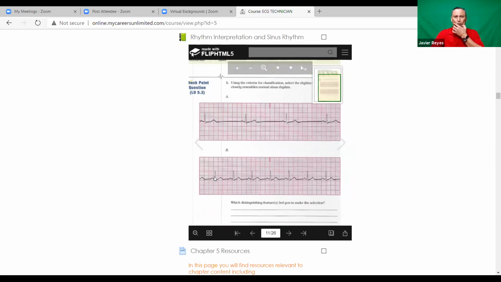All right, so you have to measure what? With the calipers, P to P, P to P, P to P, and then R to R. Exactly. That is how you determine the regularity. So we know it's a sinus rhythm and we know we have a regular rhythm. Very good. And now what is the rate on this one? Very easy to calculate.